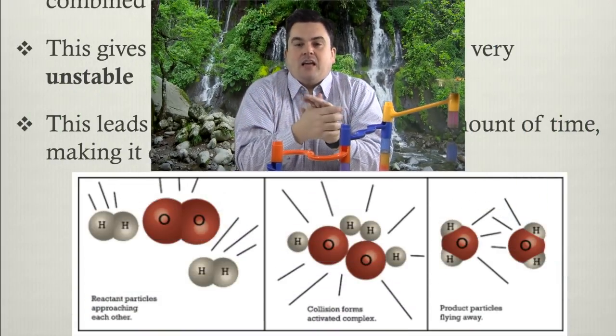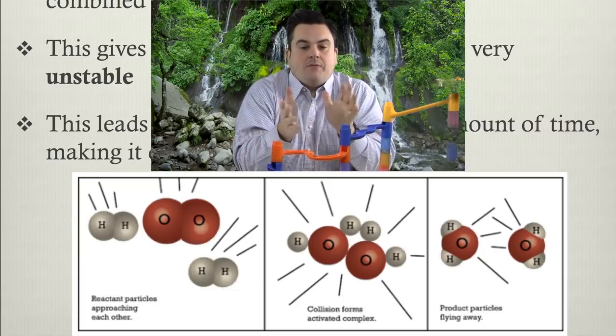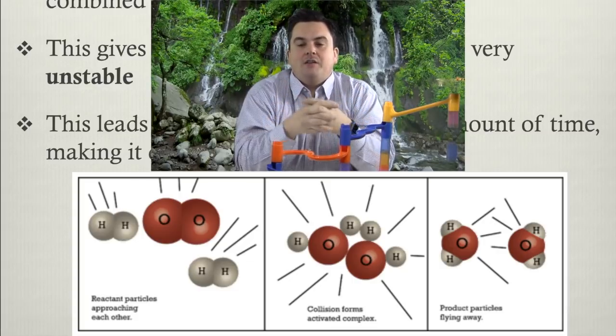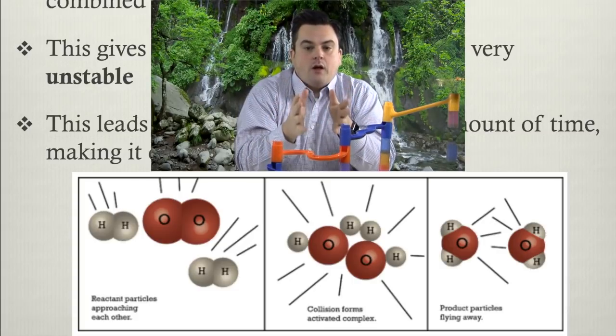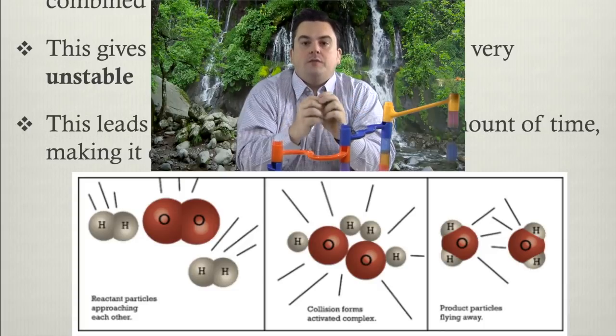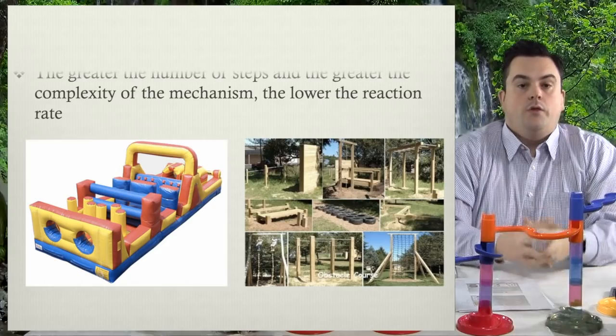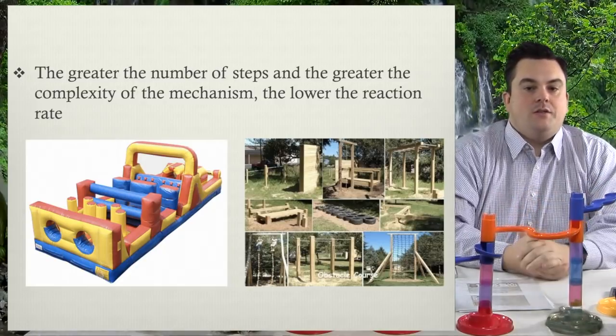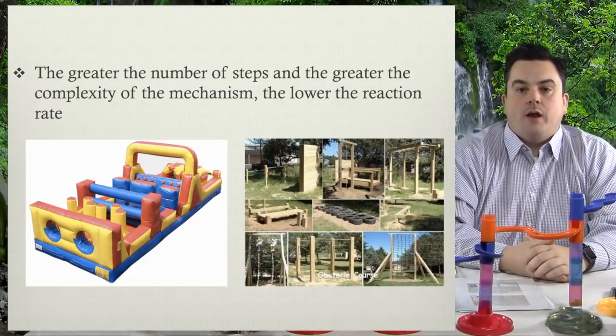Taking a look at our chemical comic strip, we have on the left reactant particles approaching each other. In the middle, they collide and form the activated complex. And on the right, they are product particles that are flying away. The greater the number of steps and the greater the complexity of the mechanism, the lower the reaction rate.